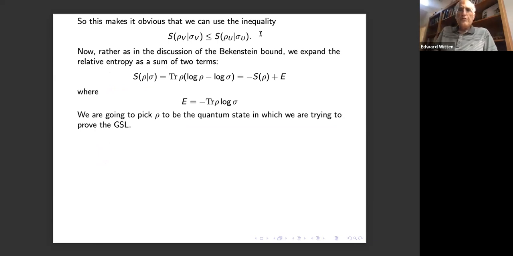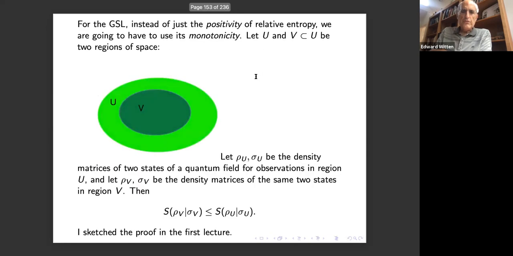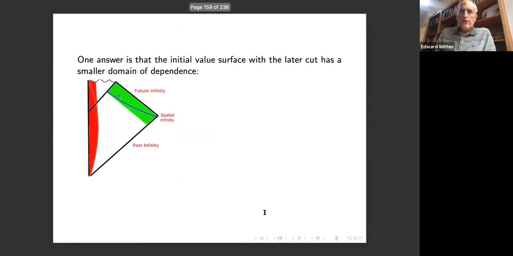Then, rather as in the discussion of the Bekenstein bound, we expand the relative entropy as the sum of two terms. Well, okay, there are going to be two states in the discussion, just as there were before, where relative entropy is the relative entropy between two states. I haven't told you what they are yet. Rho will be the state in which we're actually testing the generalized second law. Sigma will be something convenient. No matter what sigma is, we have this inequality. So in proving the Bekenstein bound, Casini had chosen sigma to be the vacuum. And we'll also, Wall makes a convenient choice of sigma in proving the generalized second law.